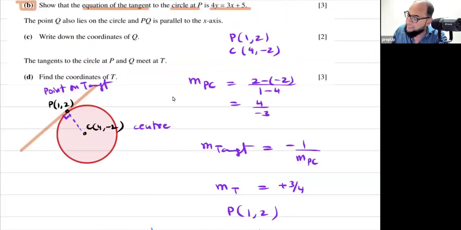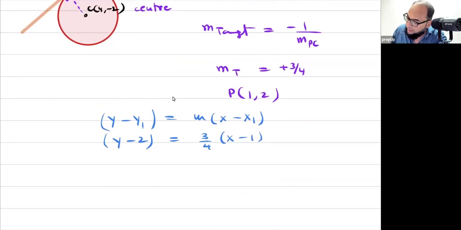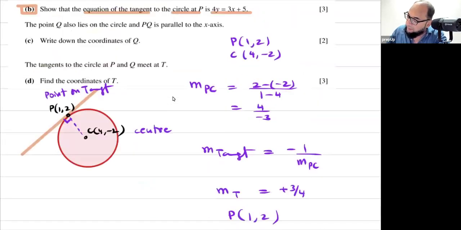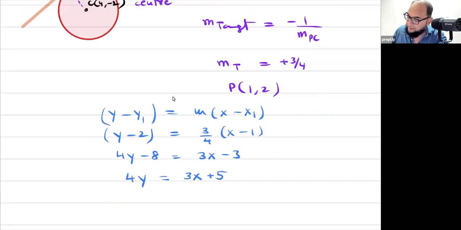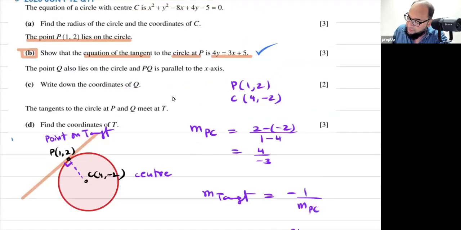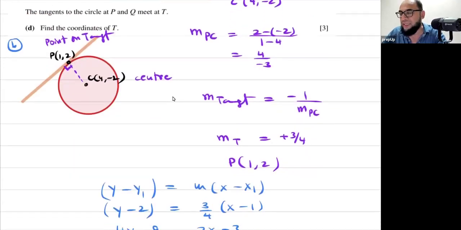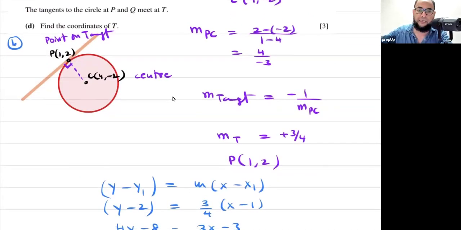Do I need to expand it? Yes, I need to simplify. 4y minus 8 equals 3x minus 3. 4y equals 3x minus 3 plus 8, that is plus 5. That is all good, all clear. Part B is done and dusted. So this is part B that we worked on. Now all this working, I'm not using a calculator. I'm not even touching a calculator, but it's very basic, but your concepts should be crystal clear.